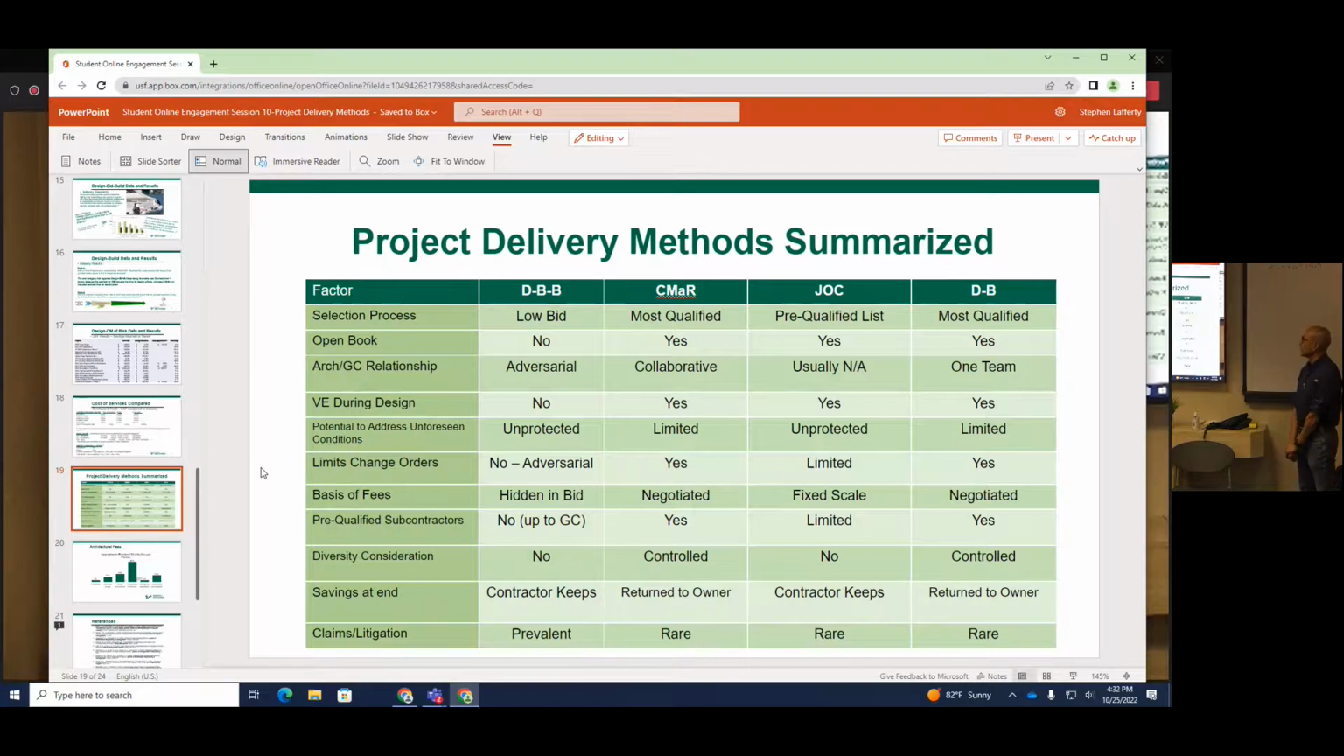How is the accounting done? Does the owner have visibility to what the project actually costs? In the design bid build, no. The contractor has all of that kind of behind his curtain, and the owner never really gets to see what the cost of the project really is. Whereas these other three opportunities, yes, you do. What kind of relationship does the architect and the contractor have?